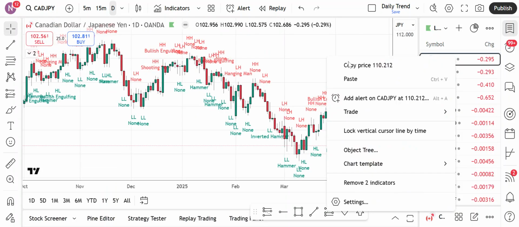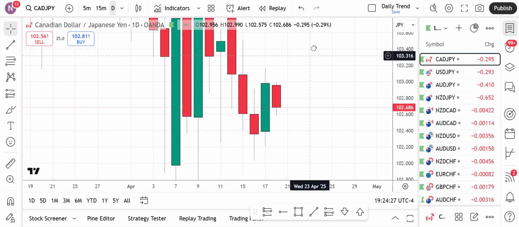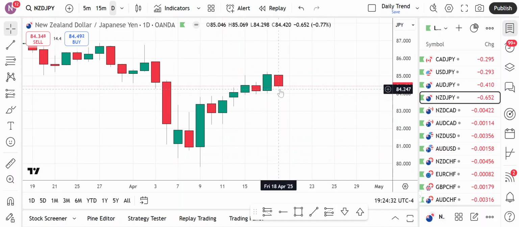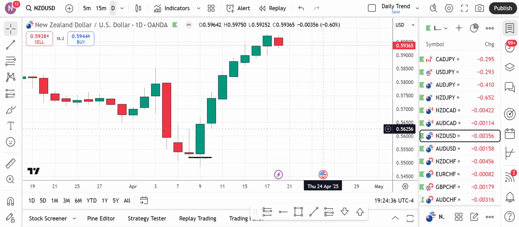So when we go here, let me get rid of these indicators here. All right, so same thing. We just want to go long below that low, or long below this low, or long below this low, etc., etc. You get the point.